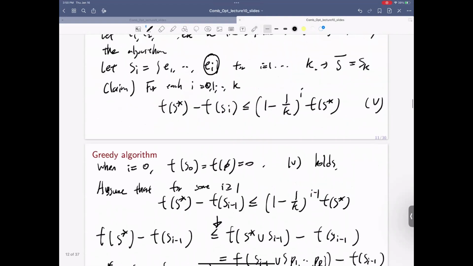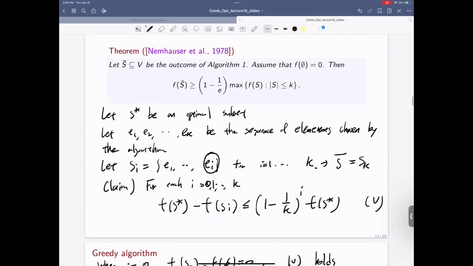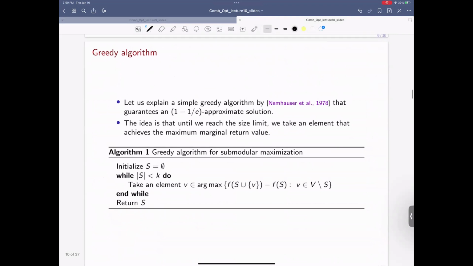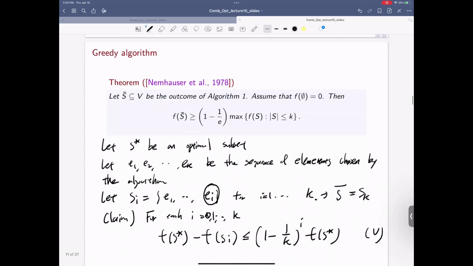So let's get back. The algorithm is that until we hit the limit on the number of elements, we choose an element that is not part of my current set. Among those elements, I take the one maximizing the marginal return. If you do this, it gives you a 1 minus 1 over e approximation algorithm. Any question?